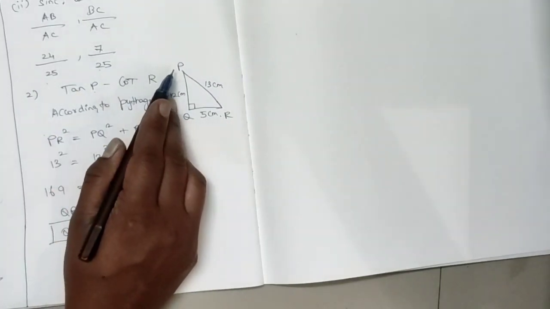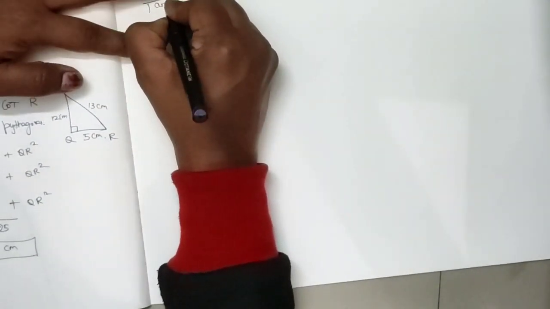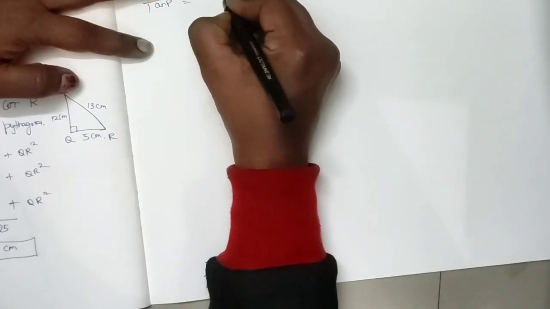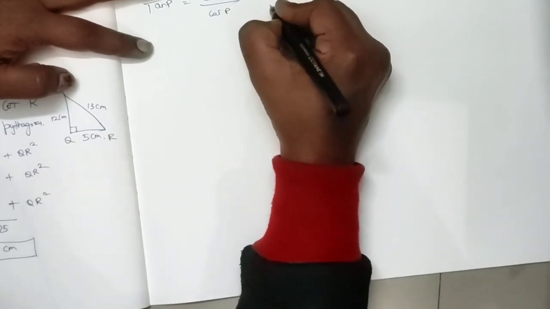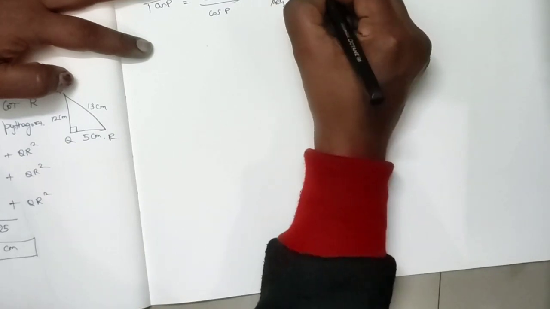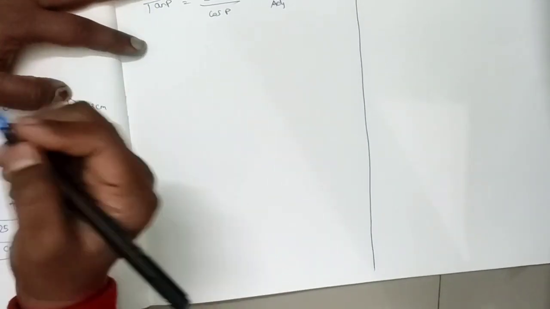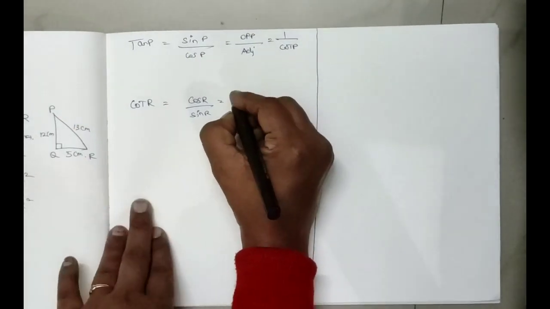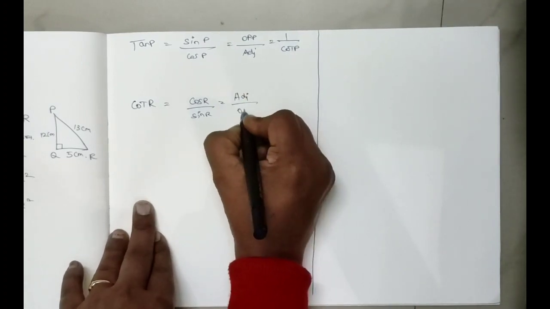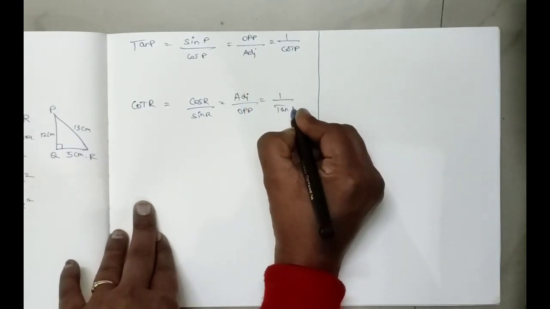What is tan P? We can say there are 3 formulas for that. For tan, we can say it as sin P by cos P, which is nothing but opposite by adjacent. It can also be said as 1 by cot P. Similarly, cot R can be said as cos R divided by sin R, which is also equal to adjacent divided by opposite, which is the reciprocal of tan, right? So it is 1 by tan R.